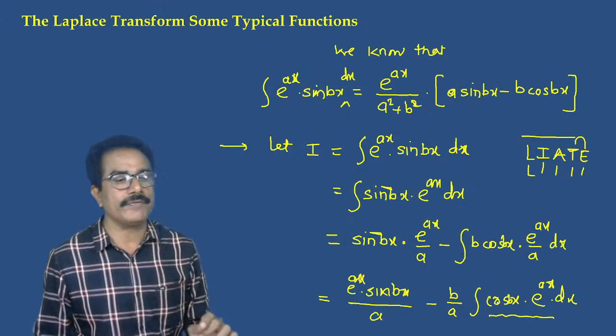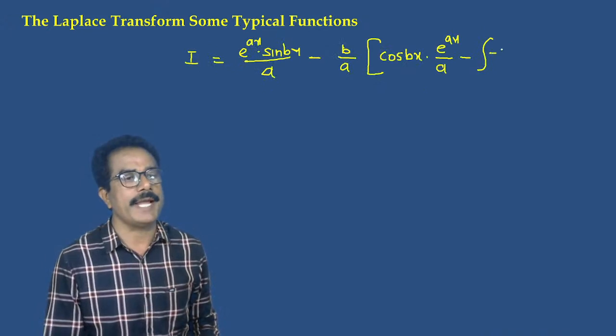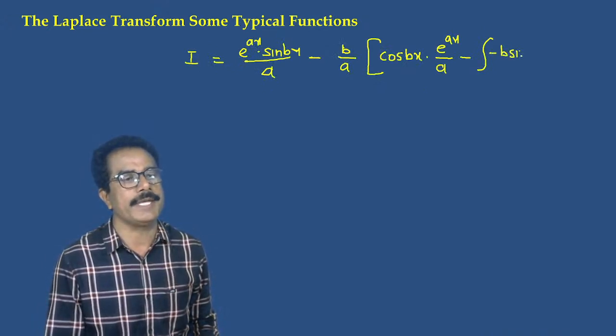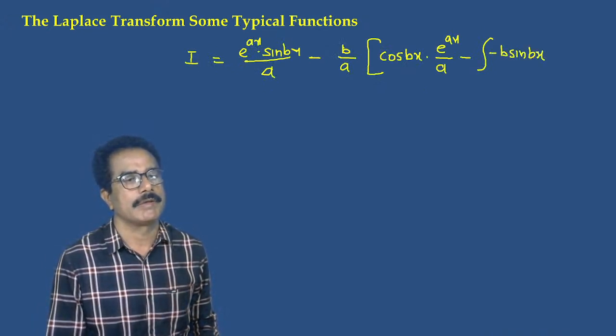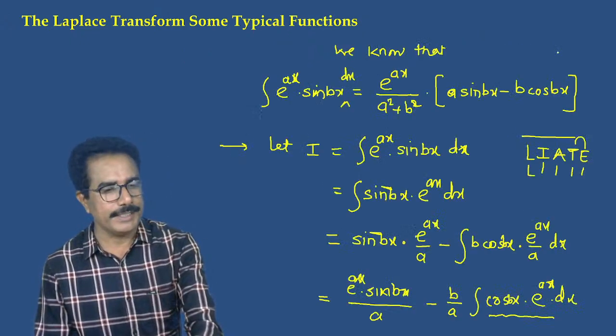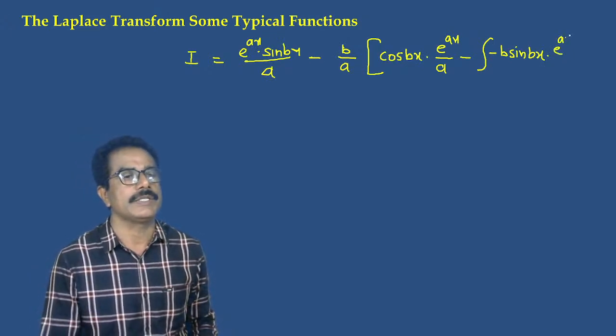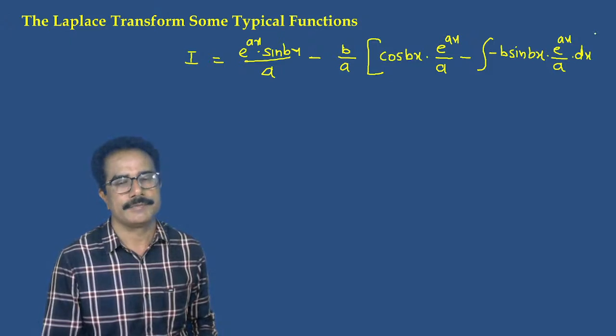What is the derivative of cos bx? Who can tell me? Derivative of first means minus b sin bx, into integration of second. Integration of second means again e raised to ax, integration of e raised to ax divided by a, into dx.